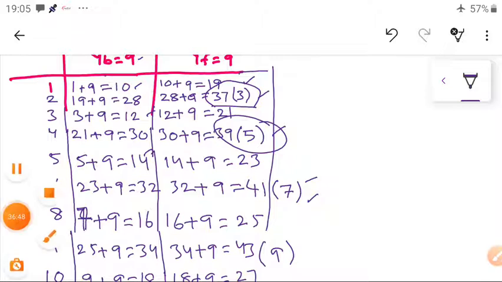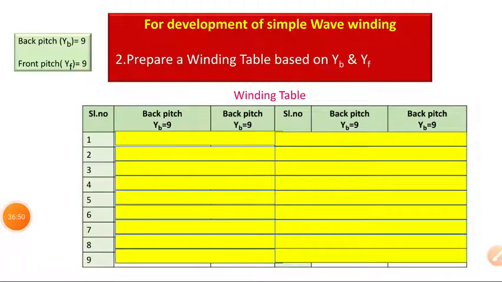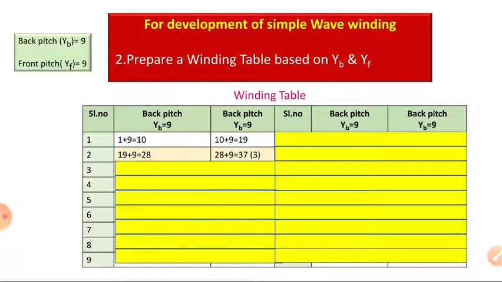Let us see one animation I created for you. Now you can see the preparation of the winding table based on the back pitch and front pitch. First case: 1 plus 9 is 10. Next, 10 plus 9. Here the back pitch and front pitch, YB, are the same. Now you can see 19 plus 9 is 28, 28 plus 9 is 37. There is no 37, so 34 minus 37 is 3. Now 3 plus 9 is 12, and 12 plus 9 is 21.